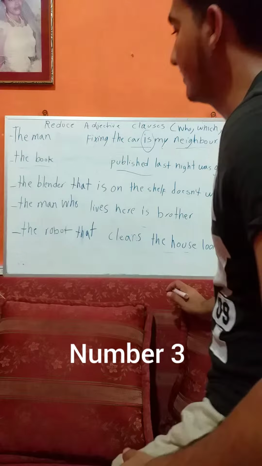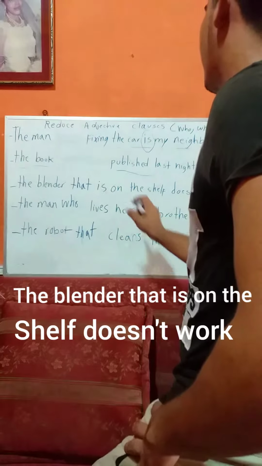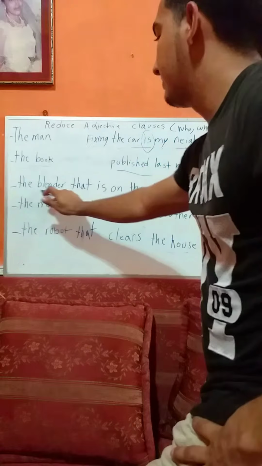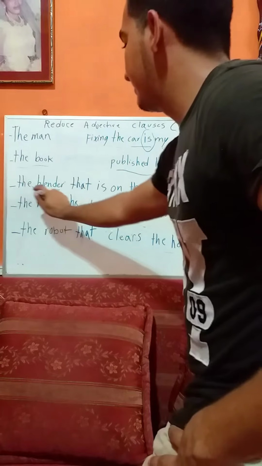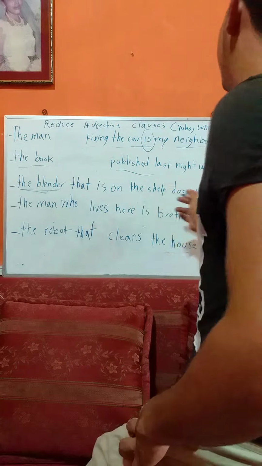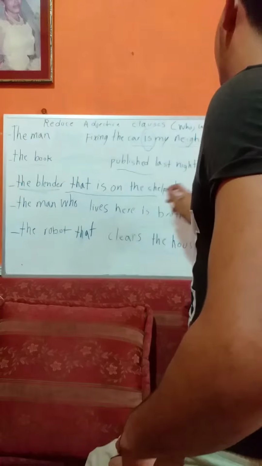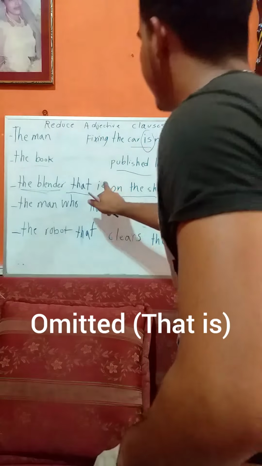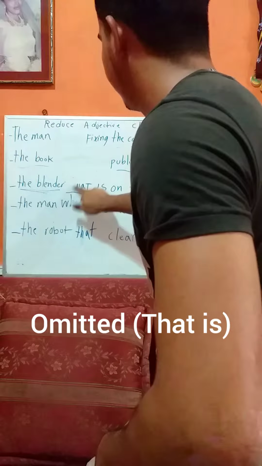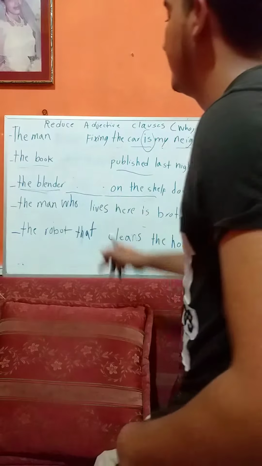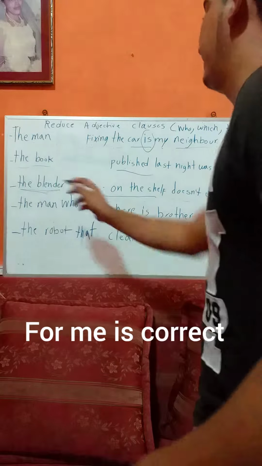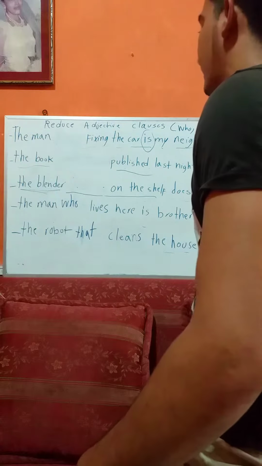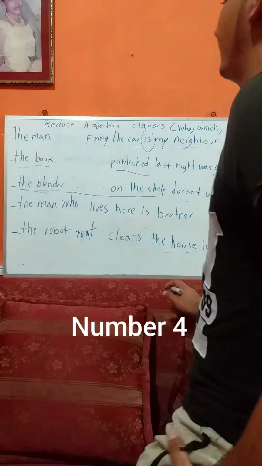Number 3. The blender that is on the shelf doesn't work. The subject is the blender, and that is on the shelf is the clause to reduce. Okay, omit that is. For me, it's correct: the blender on the shelf doesn't work. It's correct.